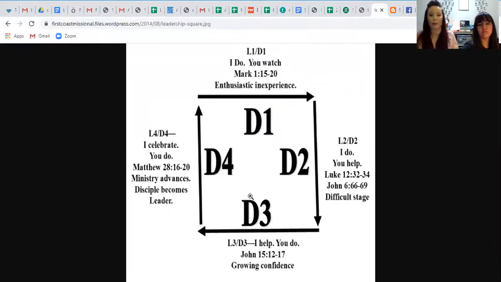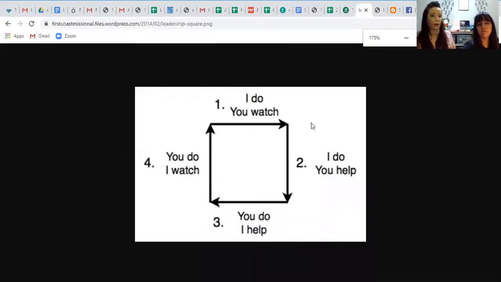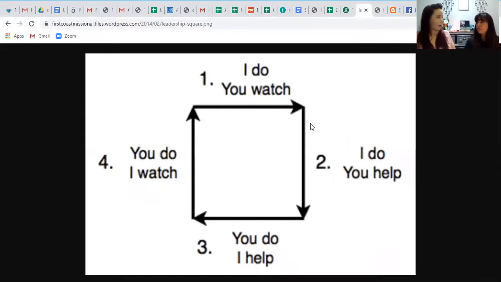And so what is the whole point of this? So basically, whenever we enter learning something new, there's normally someone who's going to be leading us. And there's a couple of things that are happening in each one of those areas with the leader and also with the learner, the disciple. So in L1, D1, Samantha, what are we going to be doing as the leader in L1, D1?